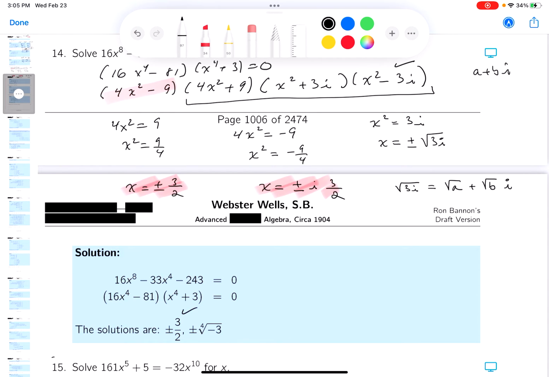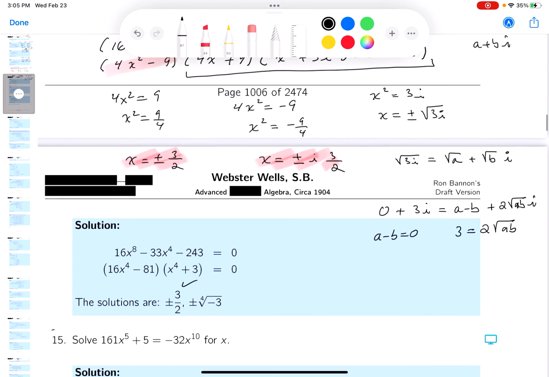What do I do then? Square both sides. You would get 3i. Then you would get a minus b plus 2 root ab i. Then we equate. Over here, there is no real part, so a minus b must be 0. And for the other one, the complex part, 3 must be equal to 2 root ab.